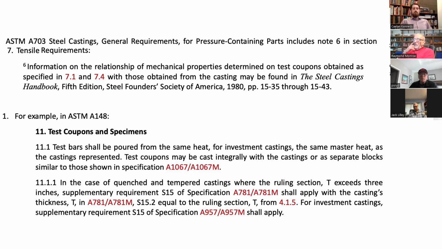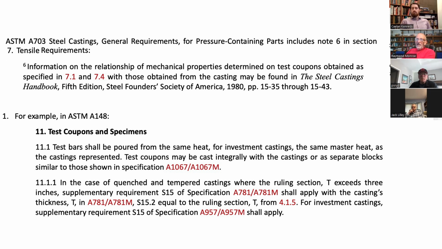And so if you want a test block, if you want to know what the test material is, ASTM A703 says, look, if you get the properties from the test block and you want to know what that means in some heavy section test casting, go buy yourself a Steel Founders Handbook and look at pages 1535 through 1543 and figure it out.